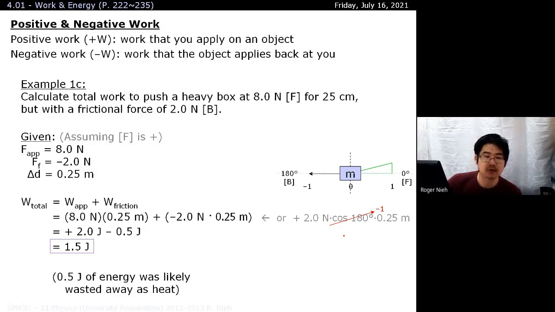And a student asked, couldn't we just do 8 newtons subtract 2 newtons times 0.25 meters? In fact, that's what we did earlier, right? Don't forget to multiply the 8 newtons by 0.25. Oh, you factored it out. Yes, it will give you the same answer that way, and you'll see kind of why that works out at the end.